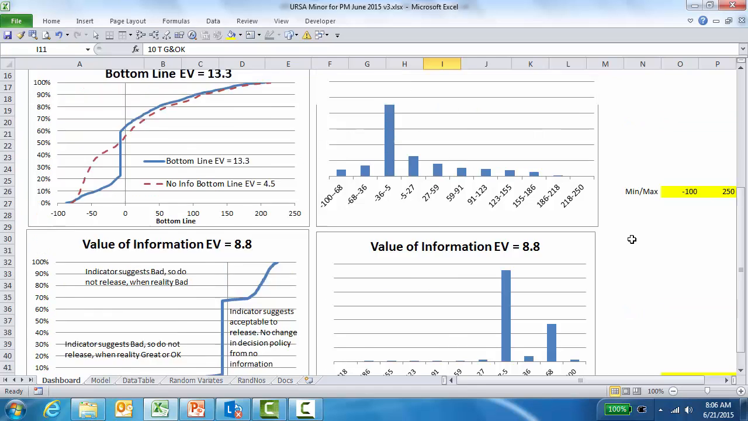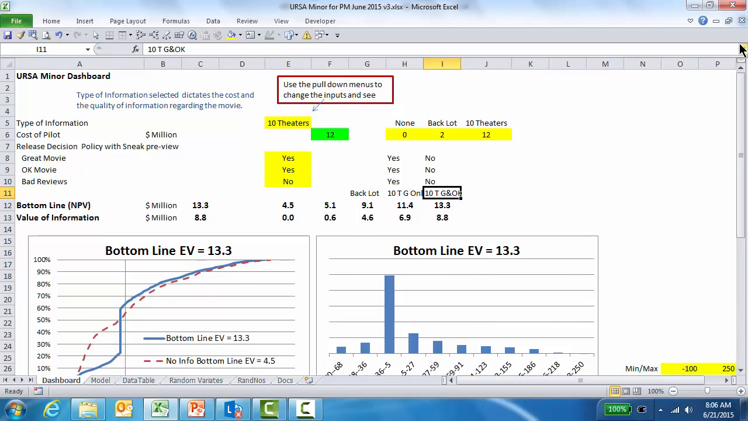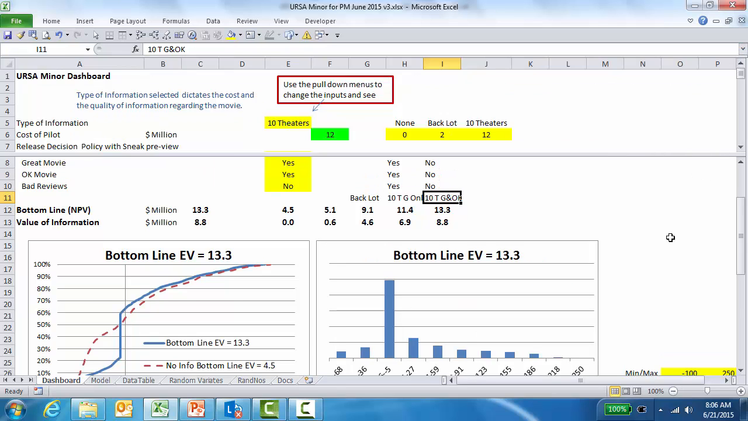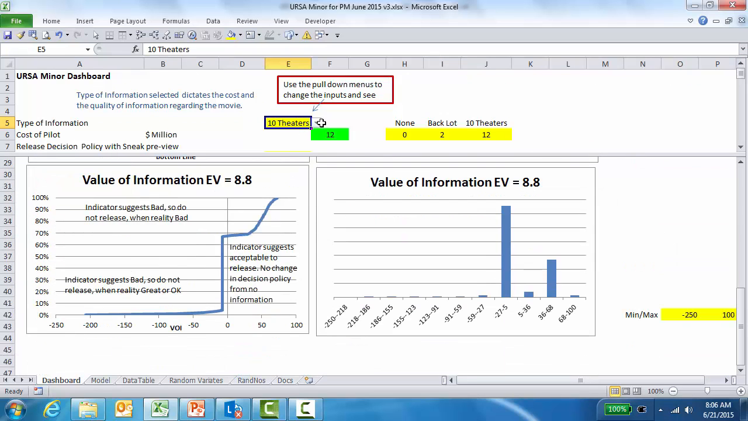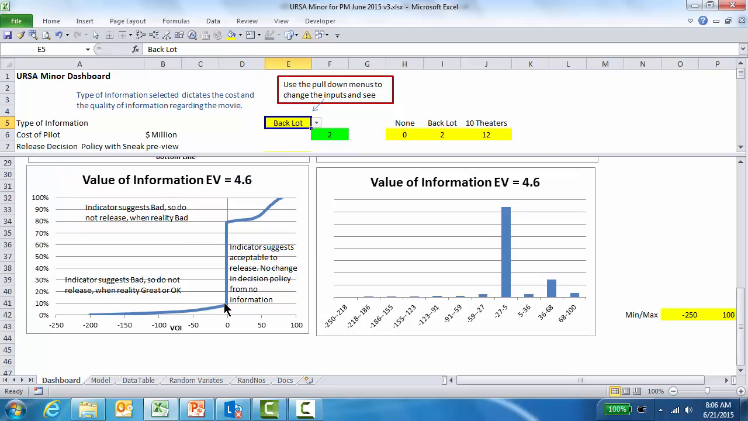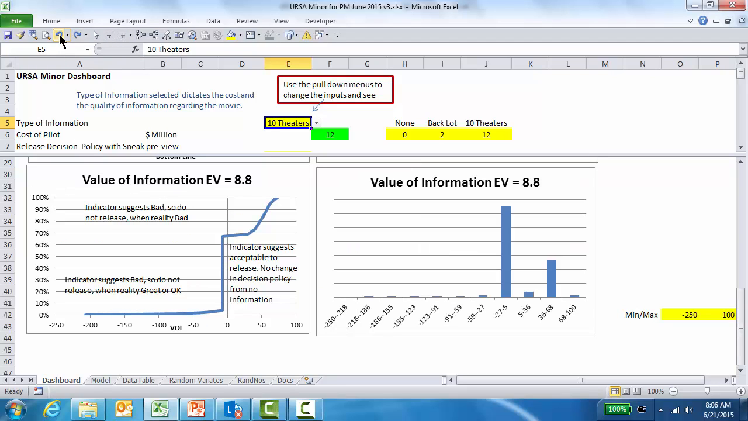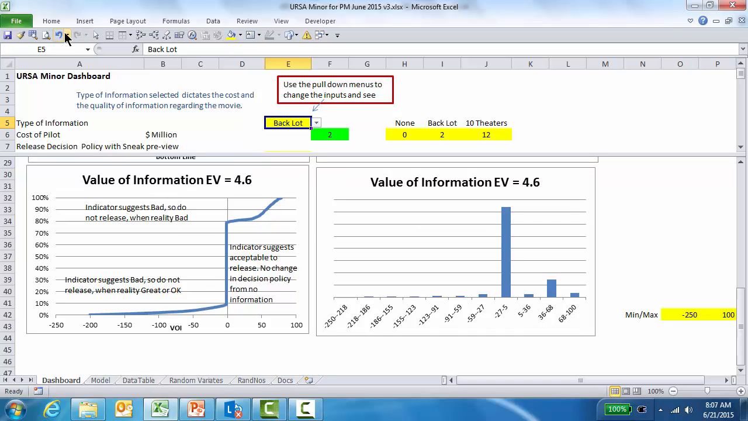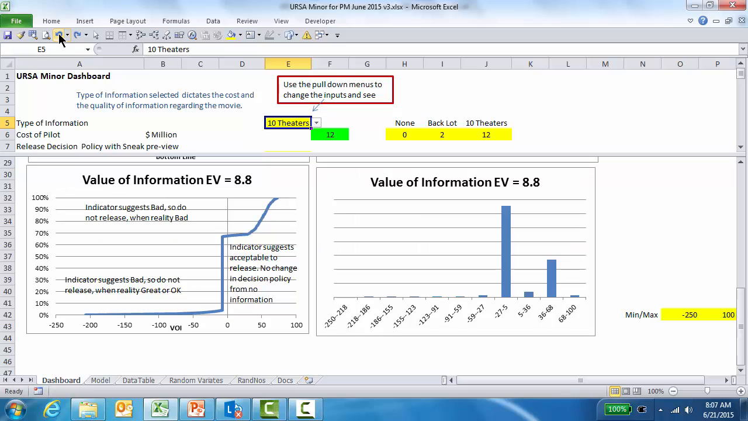Let's do something here. Why don't we change this from 10 theaters. In fact, I'll tell you what I'm going to do. I'm going to split my screen here. And we'll change this to back lot. It has more of a downside tail. Let me go back again. It's more of a downside tail. About the same upside, I guess. I guess it's a little bit more, maybe 20%. Let's see. Oh, no, no, no. 8.8. This is much better chance here. All right. Much better. Okay.